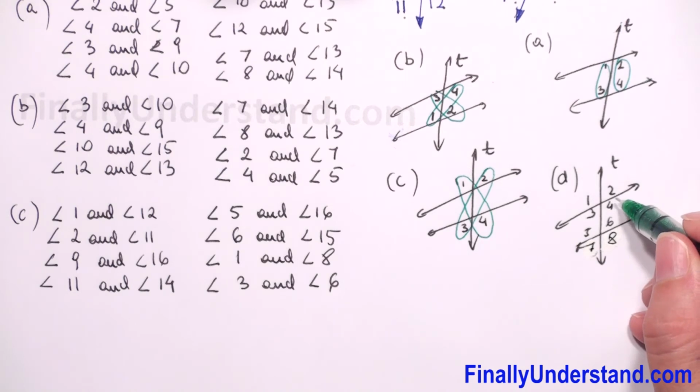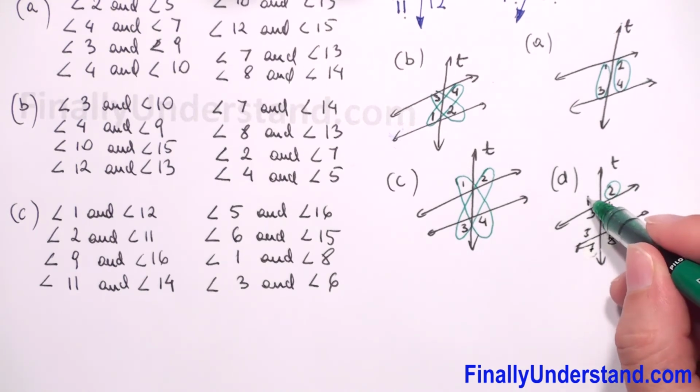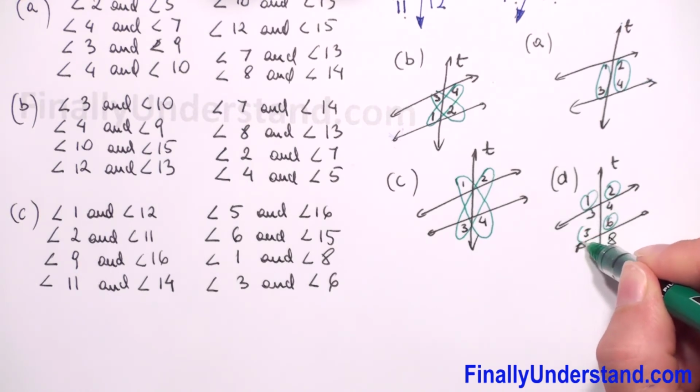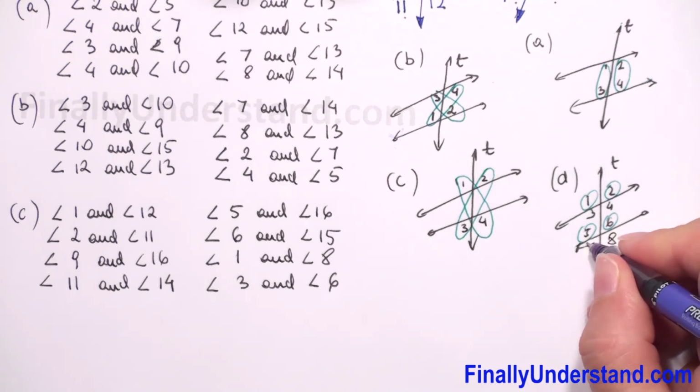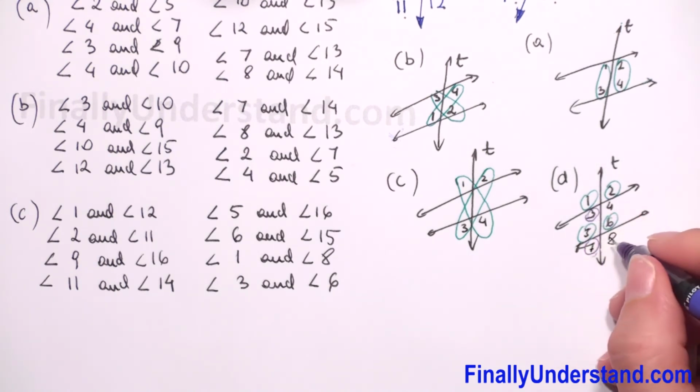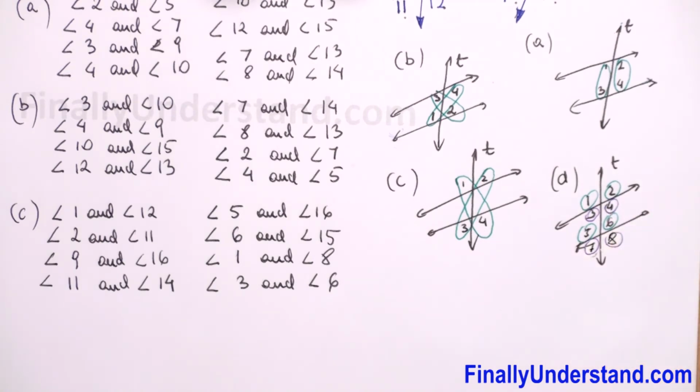So in this example it will be angle 2 with 6, 1 with 5, and 7 with 3 and 8 with 4. They have to have corresponding positions. They have to be above lines and on the right side, or on the left side, both. So let's look at our diagram.